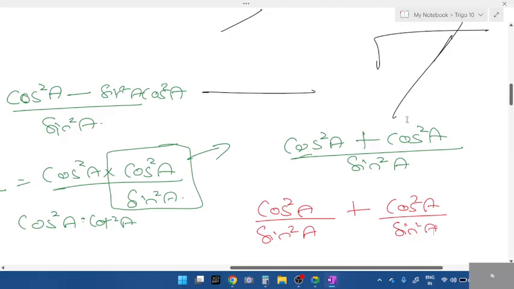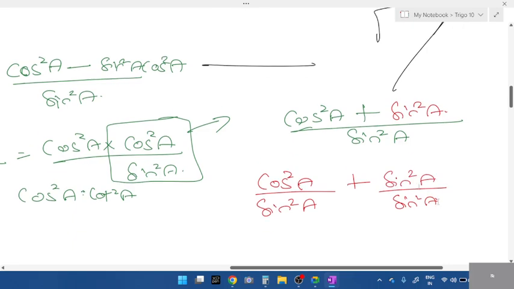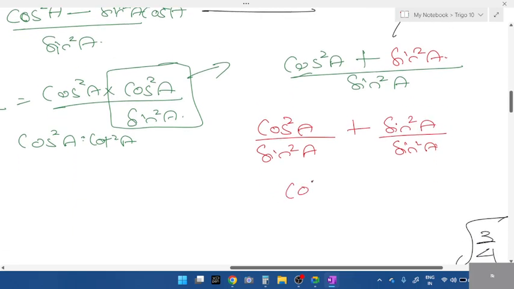Or imagine there is sin square A here. There is sin square here. So it is totally different. Multiplication is different. Addition and subtraction is different. Let me write sin square A. What is cos square A by sin square A, students? You get cot square A. Plus, what about this one? Both get, this is the answer: cot square A plus 1.